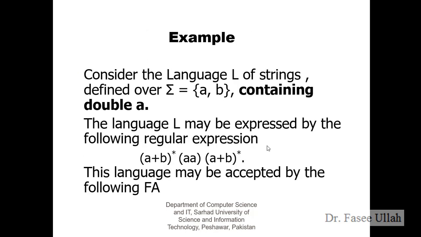Another example we have: language L of strings containing a and b. The condition is containing double a, right? So here we have just one option, it's a double a, right? So we can place (a+b)* at the start and at the end, because we have to look at the condition of double a. So we have the expression for this, and now how can we design a finite automata?